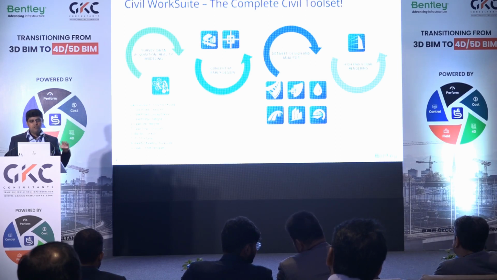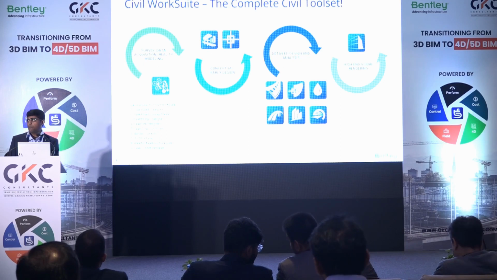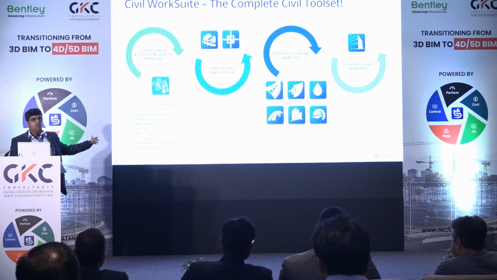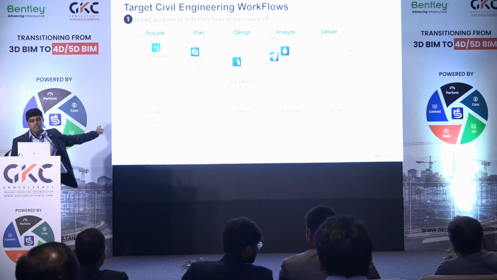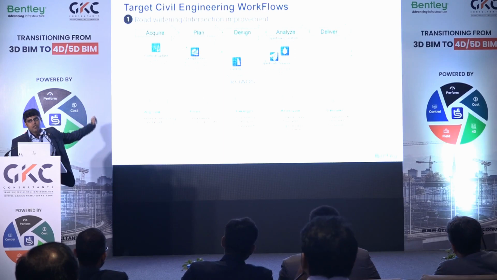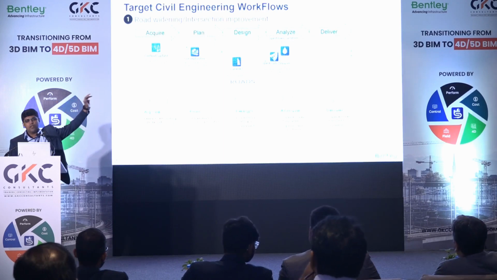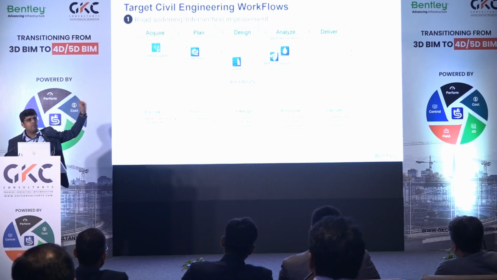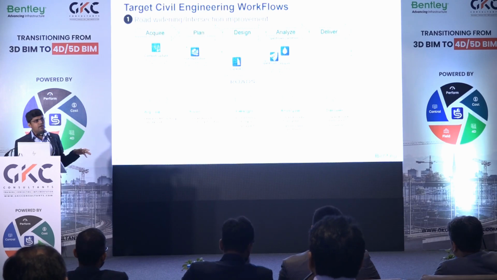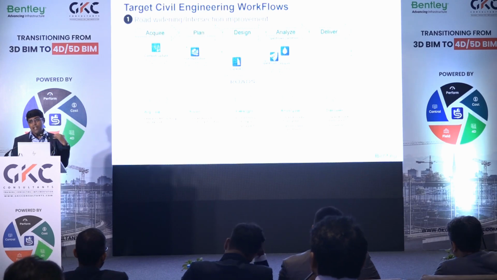So Civil Worksuite consists of 9 product lines, and I'll show you quickly 3 workflows, how these 9 product lines will help you. The first workflow is if you're having road widening projects or intersection projects, there are 5 stages: acquire the data, plan, design, analysis, and deliver. So while acquiring the data, you have the point cloud data or photogrammetric data or LiDAR data.